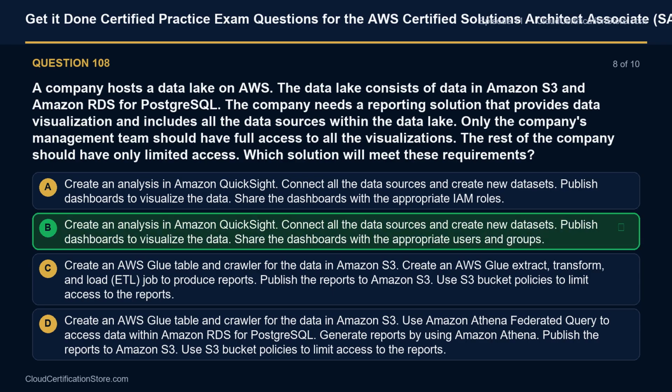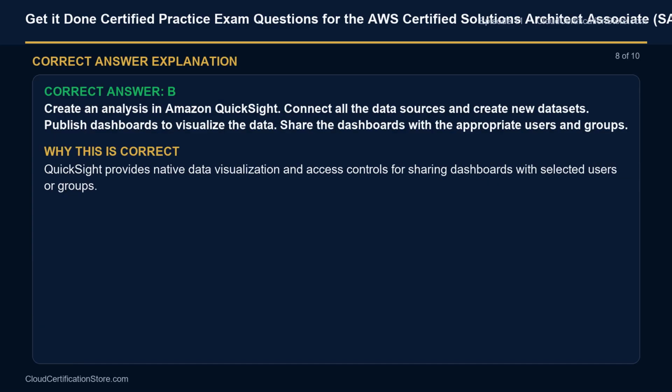The correct answer is B. Create an analysis in Amazon QuickSight. Connect all the data sources and create new datasets. Publish dashboards to visualize the data. Share the dashboards with the appropriate users and groups. Explanation: QuickSight provides native data visualization and access controls for sharing dashboards with selected users or groups.